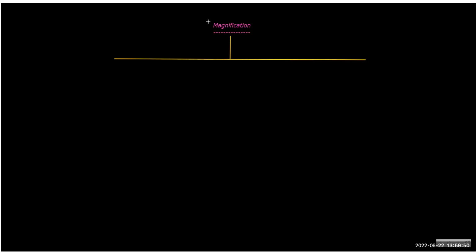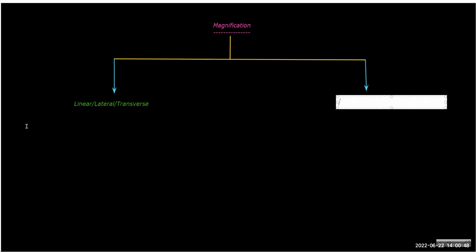So in ray optics, there are two types of magnification that we define. One is called the linear magnification. It is also called lateral. It is also called transverse. So linear or lateral or transverse are all the same thing. The other is called longitudinal.